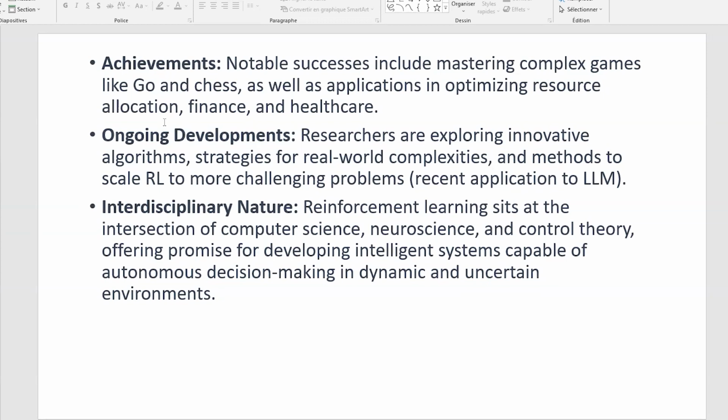Because of its interdisciplinary nature, reinforcement learning sits at the intersection of computer science, neuroscience, and control theory, offering promise for developing intelligent systems capable of autonomous decision making in a dynamic and uncertain environment. Some people even consider reinforcement learning an introduction to a much more evolved intelligent system compared to supervised and unsupervised learning, because of the adaptability characteristics of reinforcement learning models.